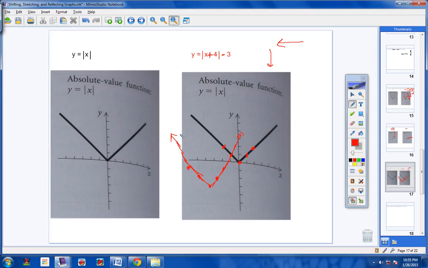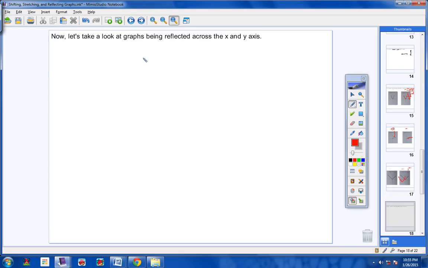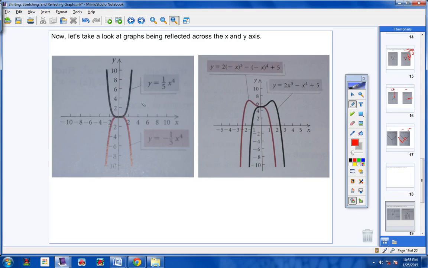So the shifting part's pretty easy. Now the reflecting part is a little more difficult. The stretching and shrinking is pretty difficult, and we'll get to that in just a couple minutes here, okay? So now let's take a look at graphs that have the x and y axis, okay? So here we go. Now, take some really good notes on this.